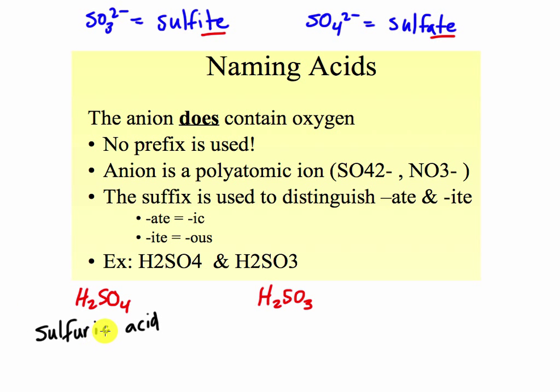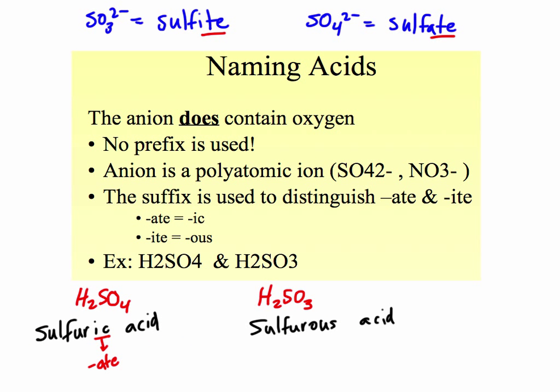The ic ending is going to tell me that that was an ate. So this gets a little confusing, I understand, but you're going to have to practice this a little bit. So this is that the ate ending from the sulfate. So over here I would call this sulfurous acid. Not sulfus acid or sulfic acid, but sulfuric and sulfurous.